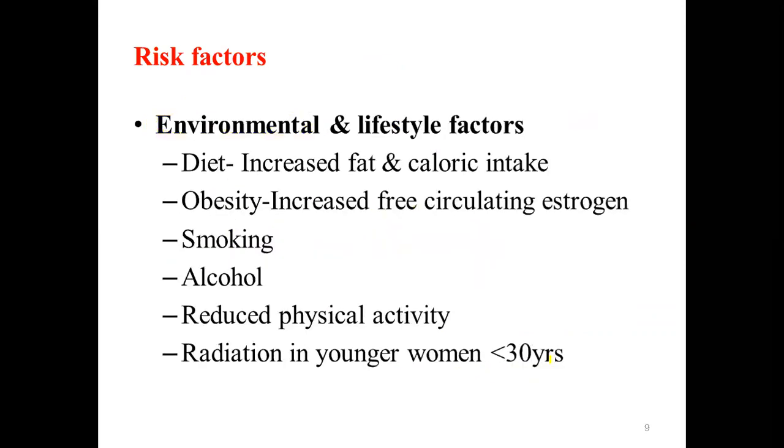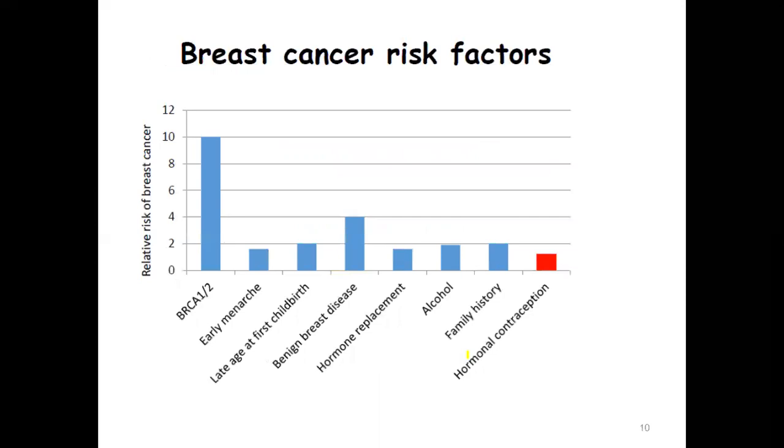Then the other environmental and lifestyle factors are a diet high in fat and calorie intake, then obesity. You know, obesity increases the circulating level of estrogen, so obesity in females can increase the chance. Then the others are smoking, alcohol, reduced physical activity, then radiation exposure below 20 to 30 years of age. Those are some of the factors that can increase the chances. So those are the main factors.